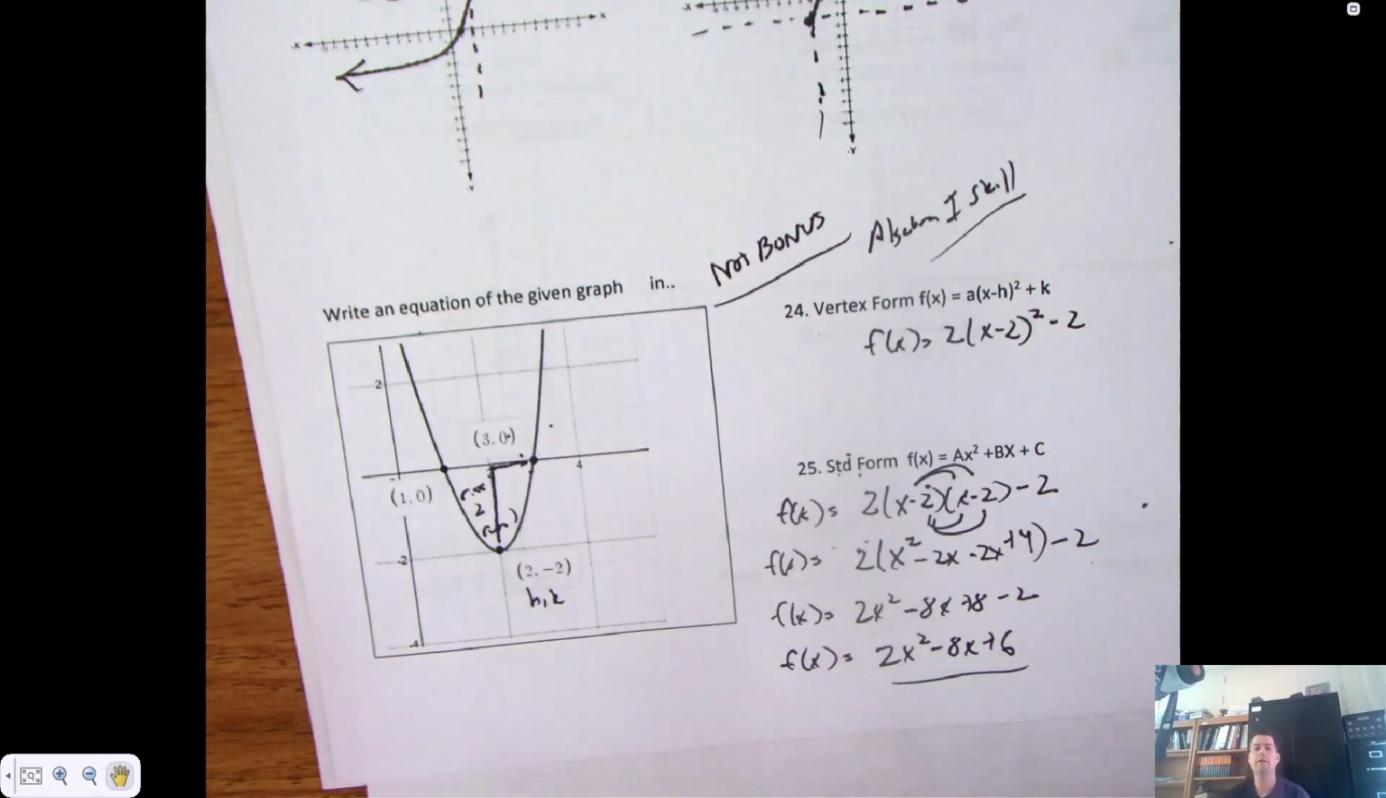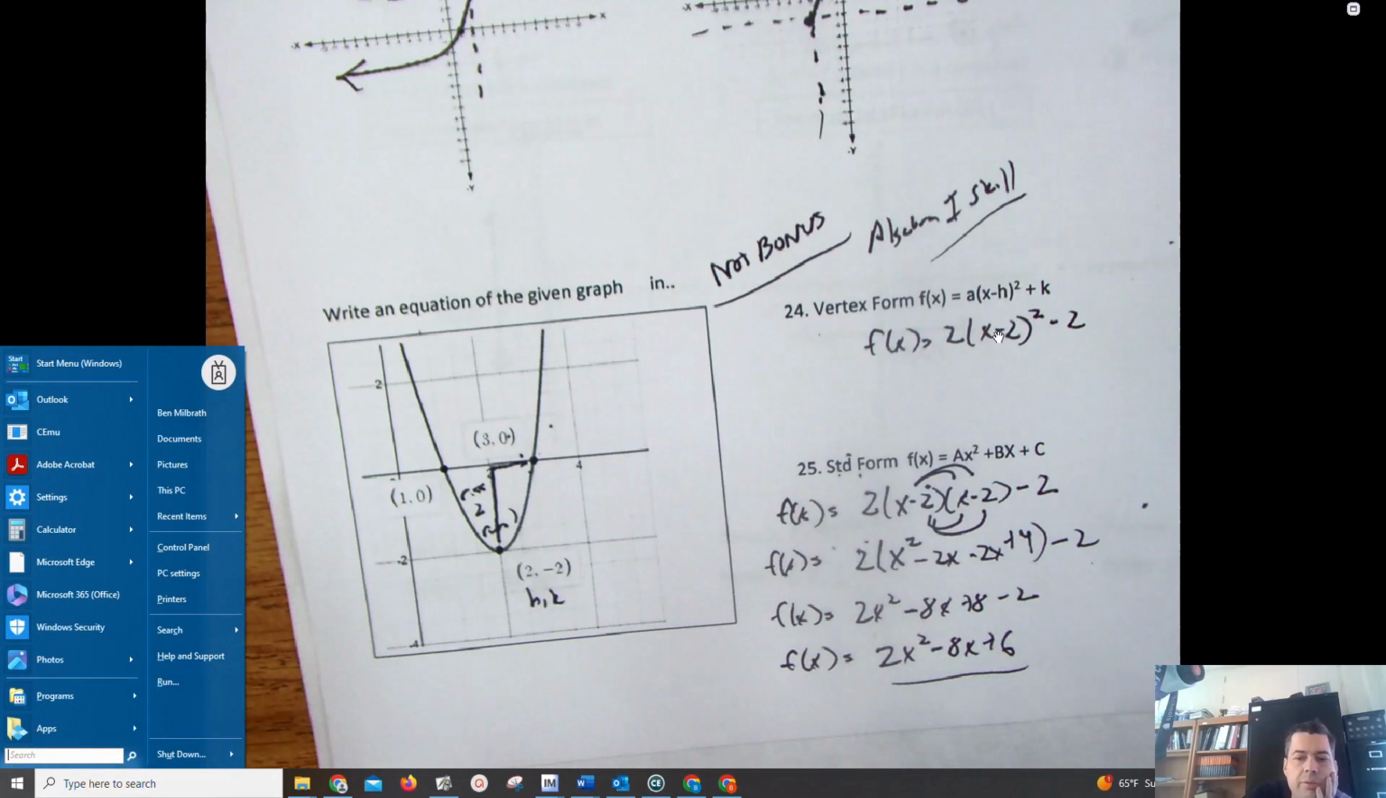And there is your graphing quiz. You'll have about 20 minutes to do it because the truth is it ain't that hard.